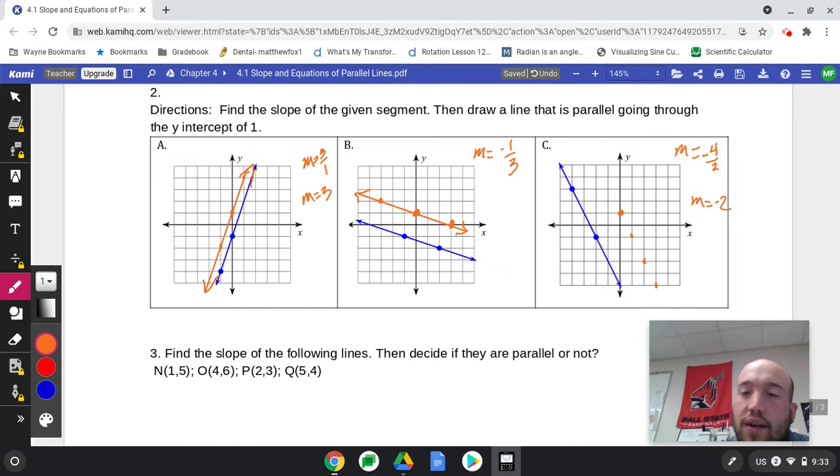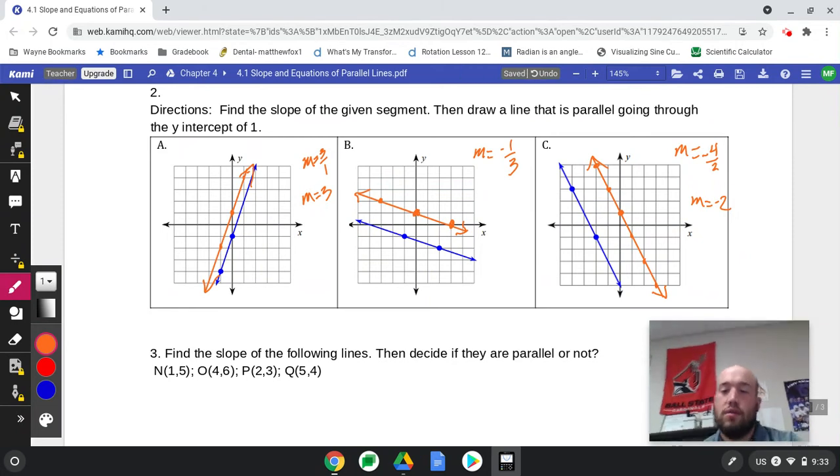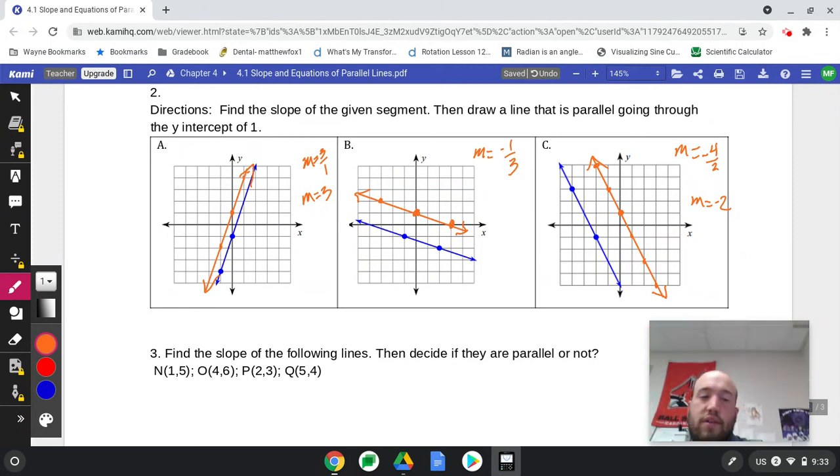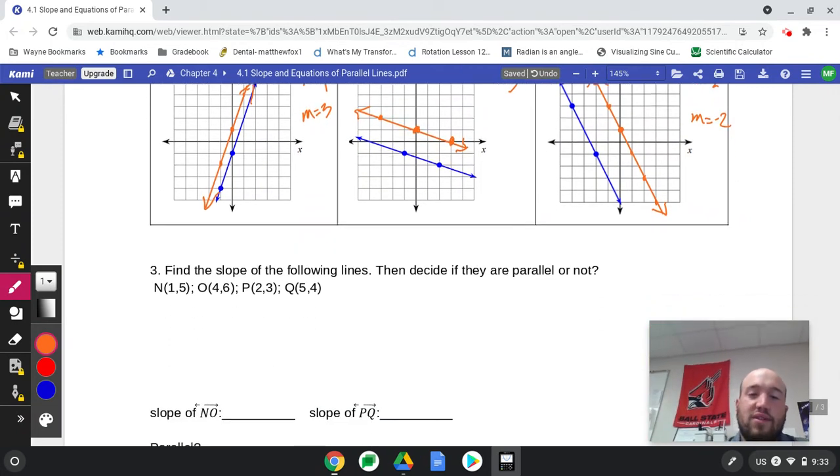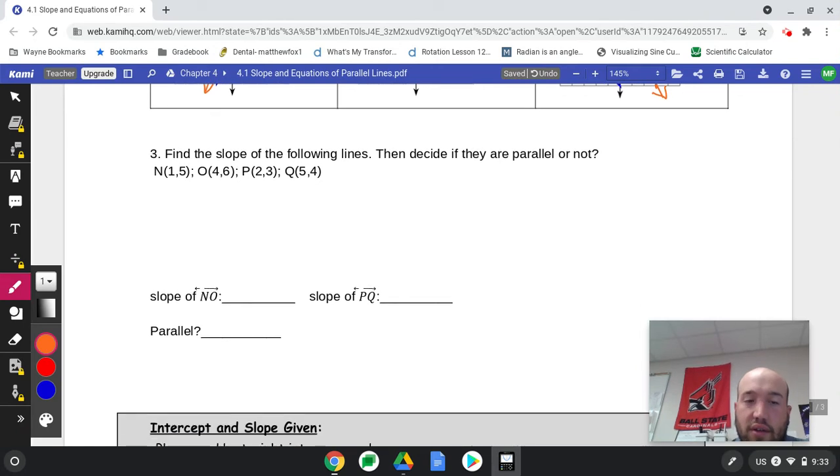So if it goes through this point, down 2 over 1, or you can think of it as up 2, left 1, and there we go. There's our line that is parallel. All right, so take a look now at this next problem. It asks us to find the slope and decide if they are parallel or not.